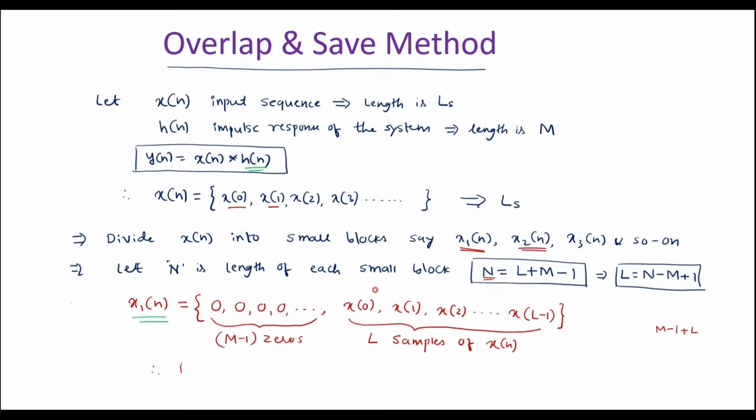The length of each small block and h of n should be the same. The length of h of n is also made equal to N by adding L minus 1 zeros. That is, the length of h of n is made equal to N by zero padding.